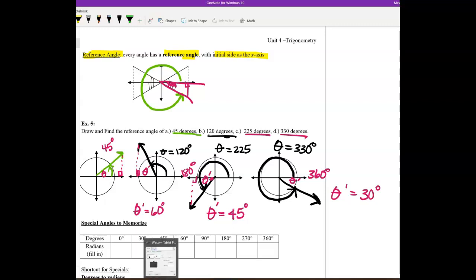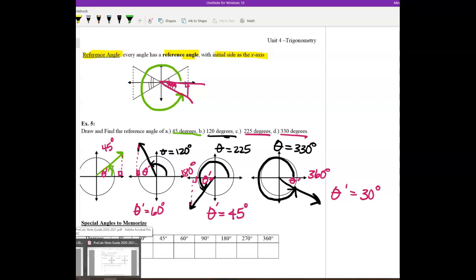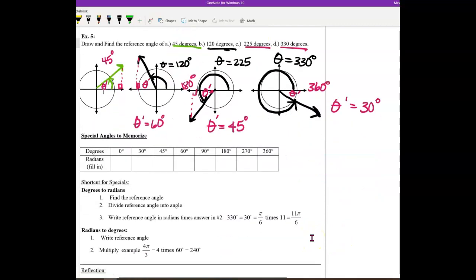So I hope that makes sense. I'll call all those reference angles theta primes. Reference angles are going to be really, really important to our trigonometry. So with the reference angles, I would like you guys, before we start using this shortcut, to memorize these specials. So in class, I'm going to teach you the shortcut, which is really amazing to change degrees to radians and radians to degrees. You use the shortcut when you have specials. So let's talk about specials.